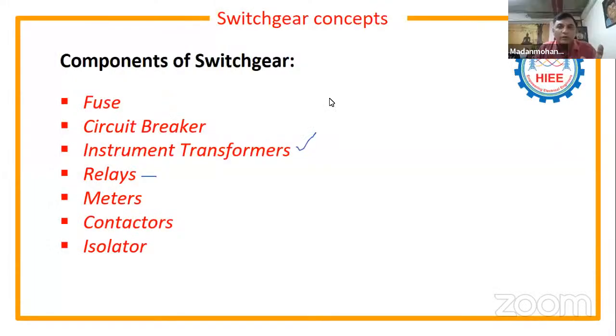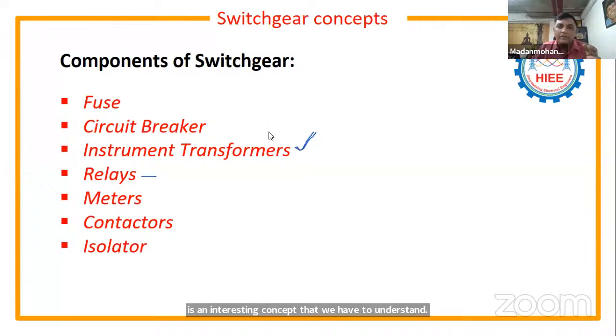It is given with 1 or 2 pages in your textbooks. But when it comes to electrical power systems, instrument transformers play a major role in coordination with relays and circuit breakers. So this is an interesting concept we have to understand.